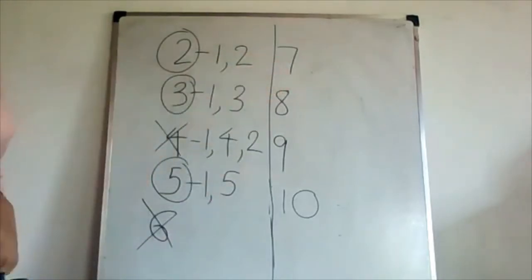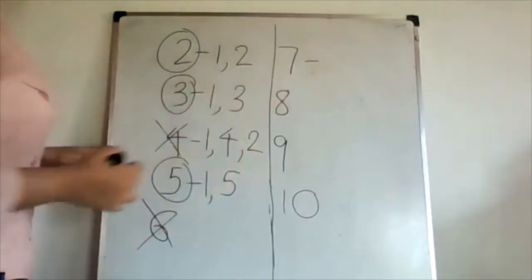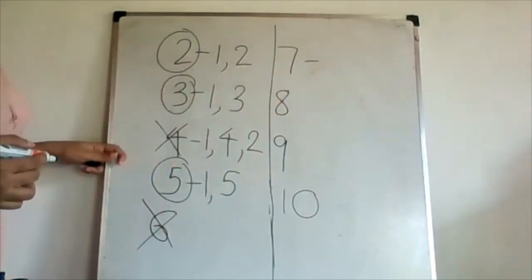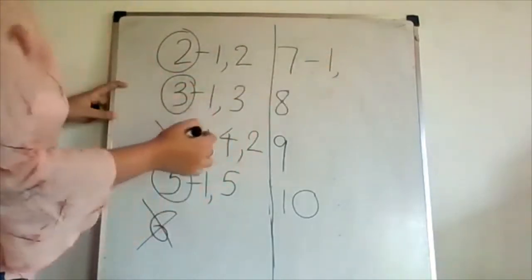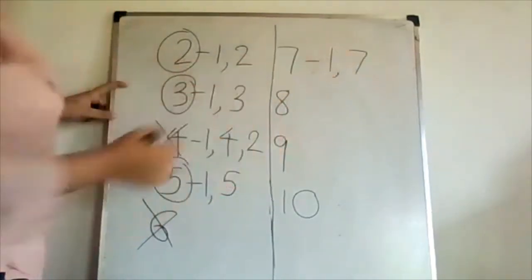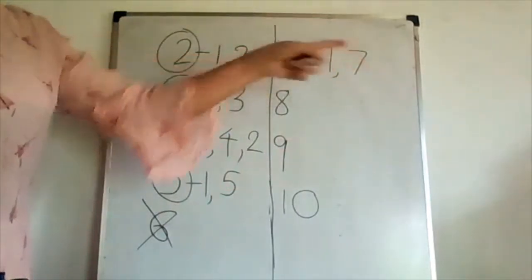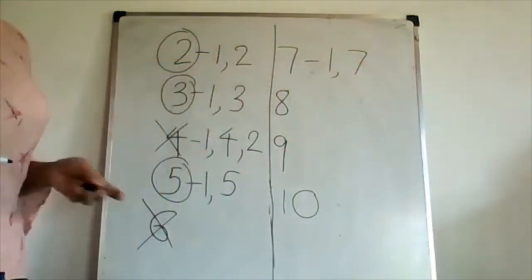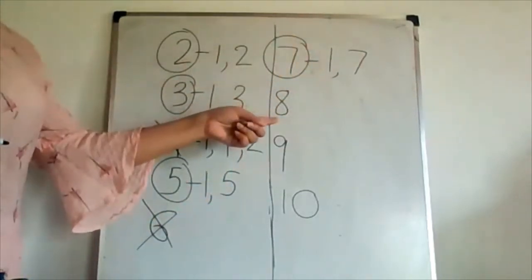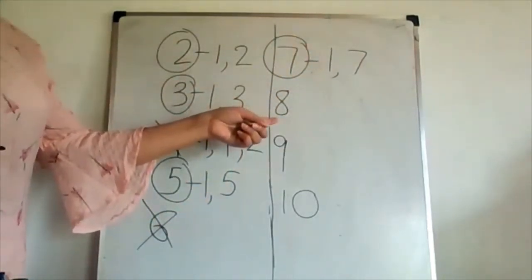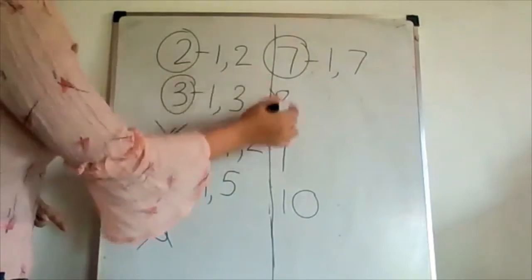Then let's move on to 7. 7 is not an even number, so we cannot leave it out directly. We need to check the factors of 7. 7 also has the factor 1 and the number itself. And 1 and 7 are the only two factors of 7. That means 7 is a prime number. After that, we move to 8. 8 is an even number, so it cannot be a prime number.